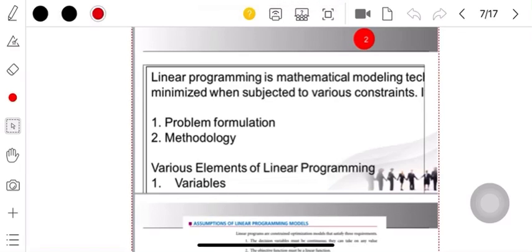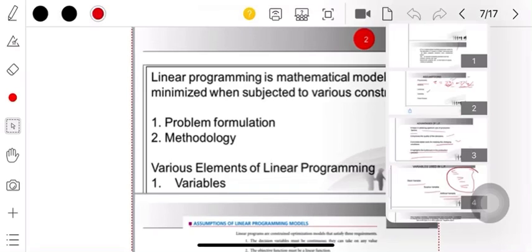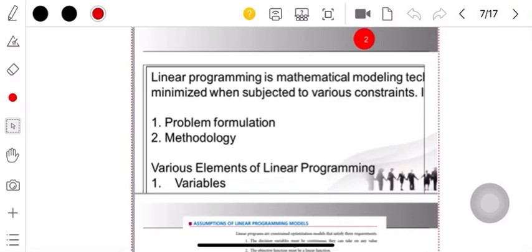Linear programming is a mathematical modeling technique which tries to maximize or minimize an objective function. So in a linear programming problem there is an objective function.